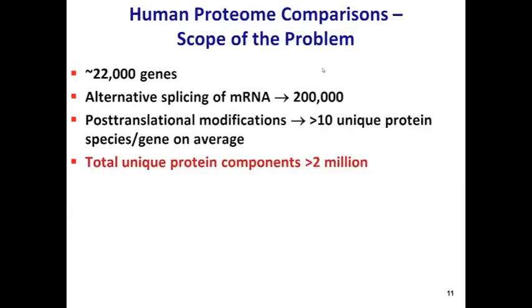So what is the scope of the human proteome? The human genome is now pretty well defined. It's around 21,000, 22,000 genes. There are some few remaining uncertainties, but we clearly are in the low 20,000s in terms of numbers of genes.